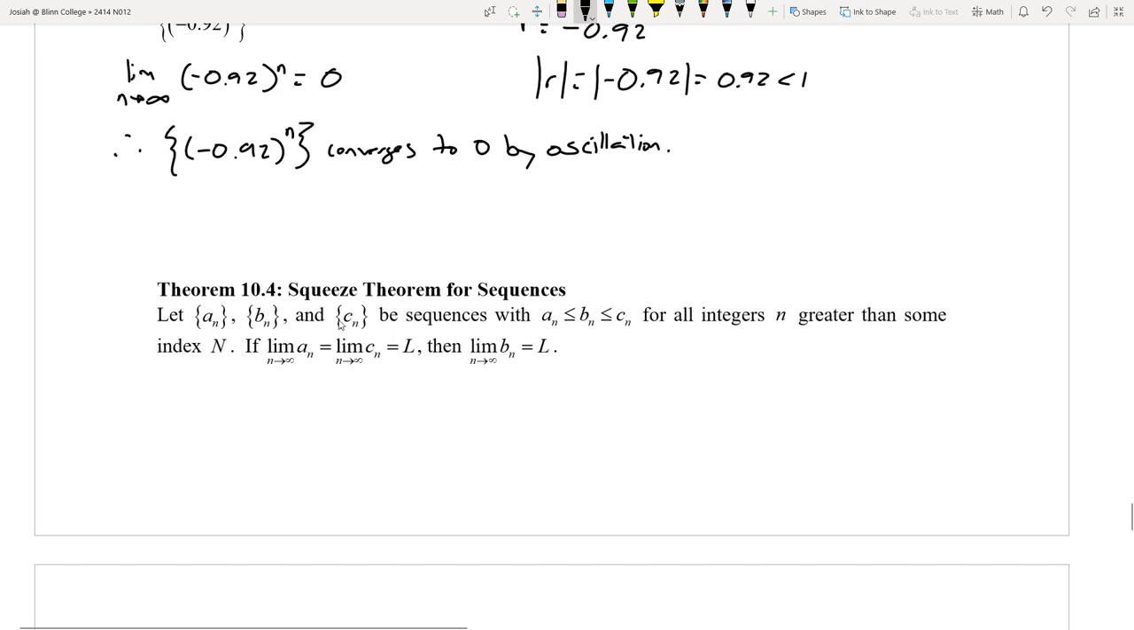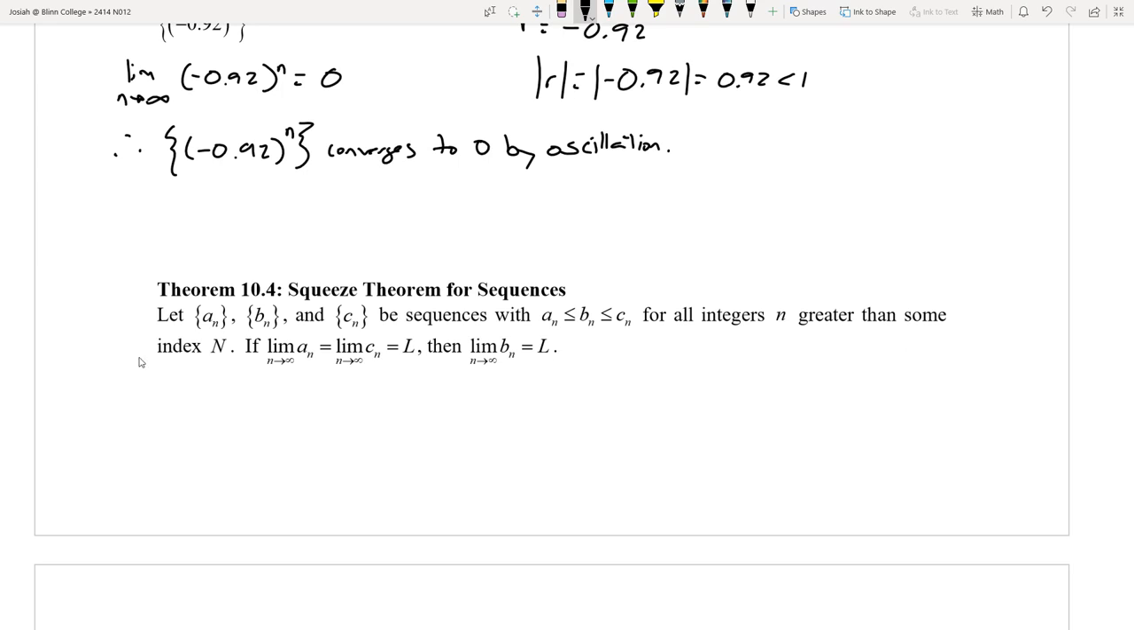If we have 3 sequences, and one term is always squeezed between the other two, this is true for each n. So a sub 1, c sub 1, squeezed in b sub 1. A sub 2, c sub 2, squeezed in b sub 2. Right? This has to be true n-wise.